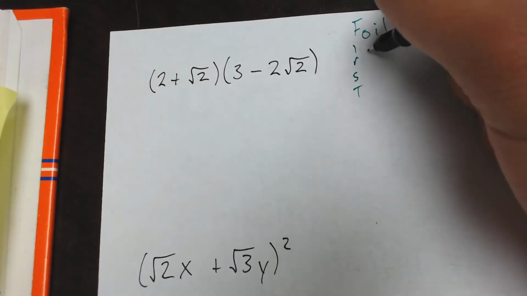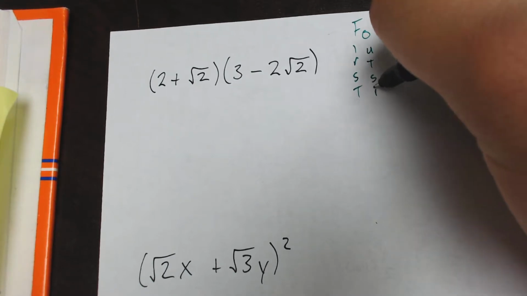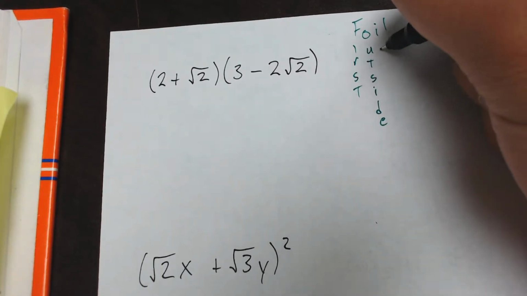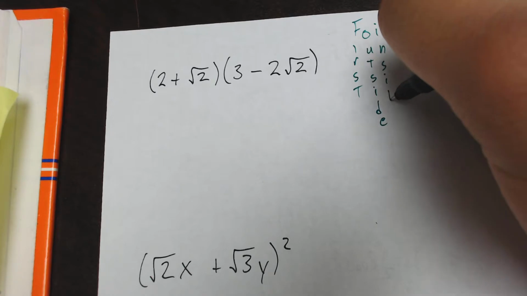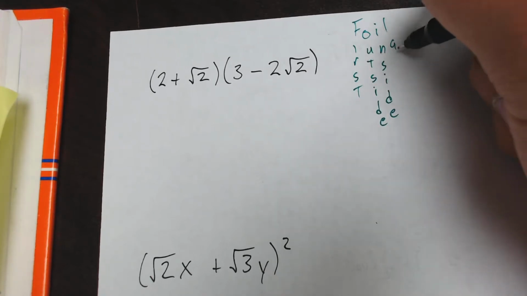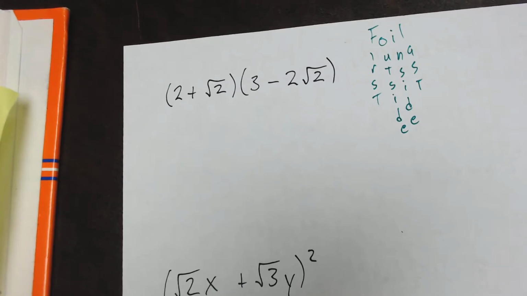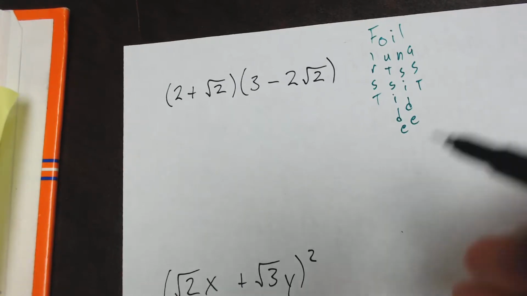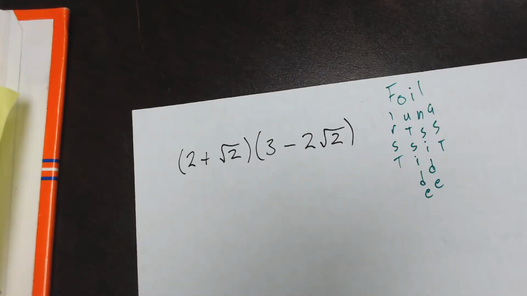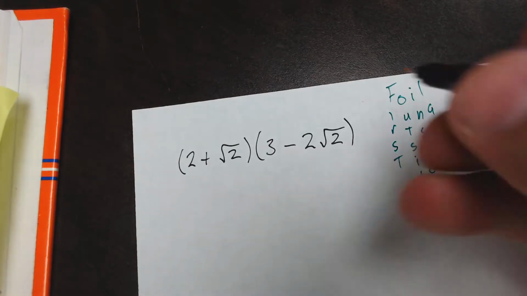first, outside, inside, and last. So, let's go ahead and start foiling. Actually, I haven't used these colors in a while. So we'll do first times first.